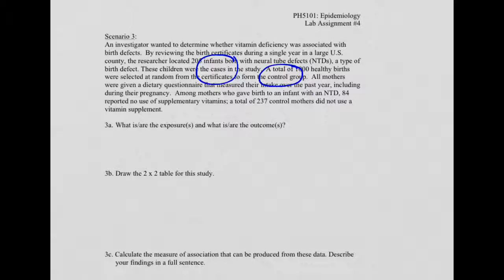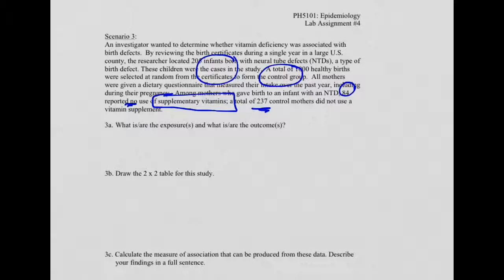All mothers were given a dietary questionnaire that measured their intake over the past year and so included their pregnancy if you included the past year. And you can kind of get from this that this dietary questionnaire also asked about use of supplementary vitamins. So among the mothers who gave birth to an infant with a neural tube defect, 84 reported no use of vitamins, and 237 of the control mothers reported no use of vitamins.